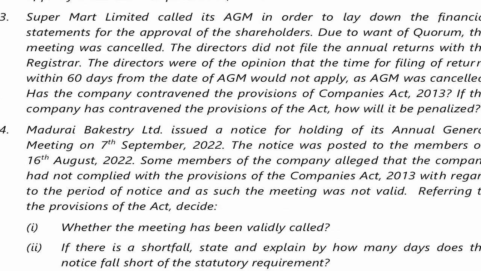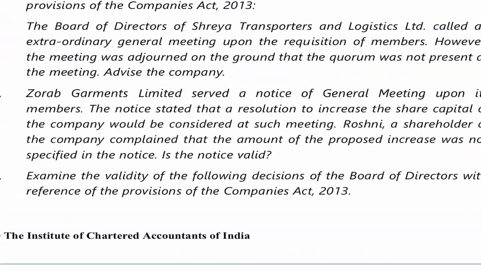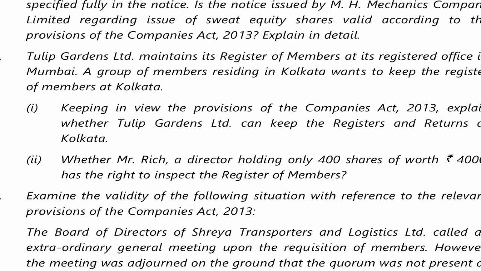What is ordinary business? Ordinary business includes the financial statement, board report and auditor report, declaration of dividend, appointment of director in place of retiring director, or appointment of auditor and fixing of remuneration. My answer is also the same. Read quickly.